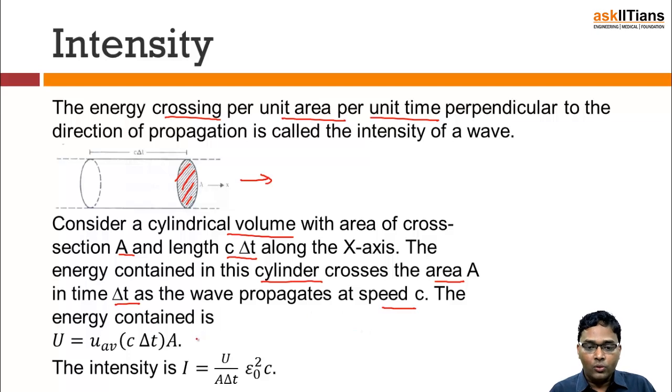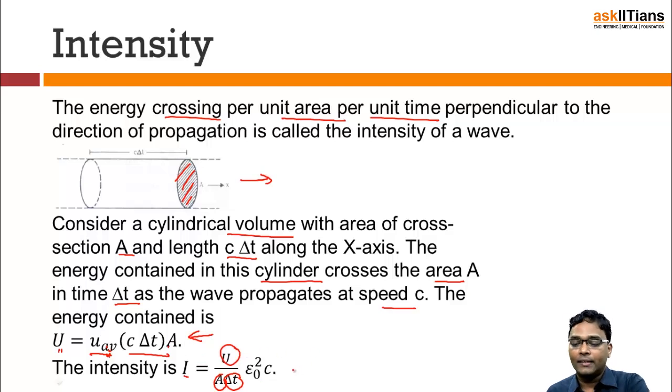Therefore the total energy contained is going to be how much? It is going to be the average value of energy per unit volume, that is the energy density, into the volume. So energy density into the volume gives you the total energy, right? And so the intensity, as we define, is equal to the total energy divided by the area per unit time. So U divided by A delta T, so A into delta T goes off.